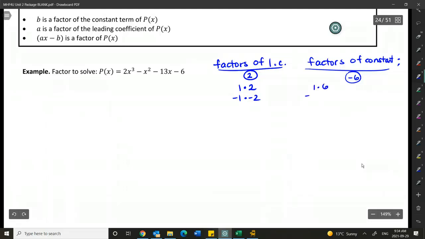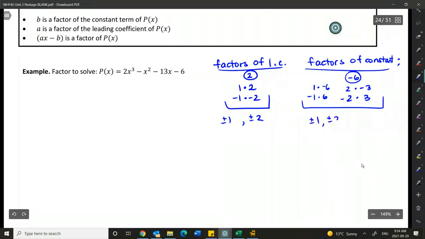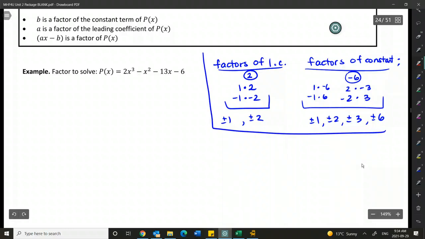We have 1 times 6, we have negative 1 times negative 6, or sorry, we have 1 times negative 6, because we're trying to get negative 6. We have negative 1 times positive 6. We have 2 times negative 3, and we have negative 2 times 3. So here's the full list. We have plus minus 1 and plus minus 2, as Keaton mentioned. We have plus minus 1, plus minus 2, plus minus 3, and plus minus 6. To get the full list of possible factors of our polynomial, we have to do combinations of these two things.